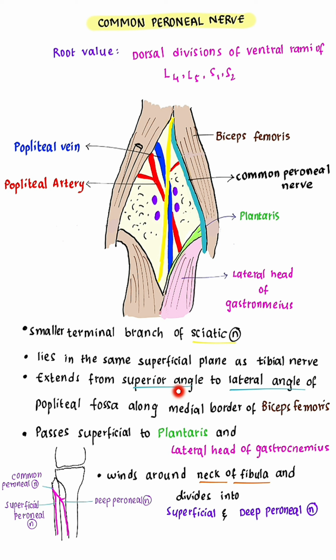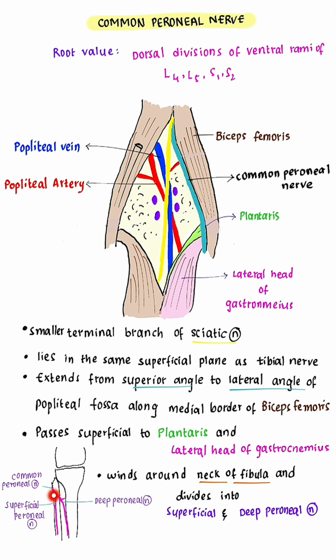It extends from superior angle to lateral angle of popliteal fossa along the medial border of biceps femoris. Common peroneal nerve passes superficial to plantaris and lateral head of gastrocnemius.